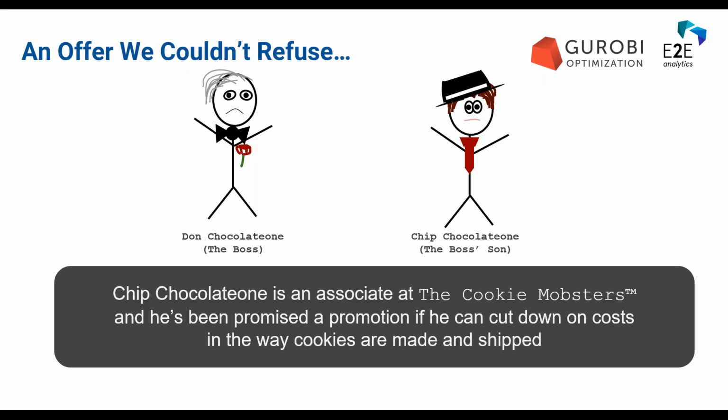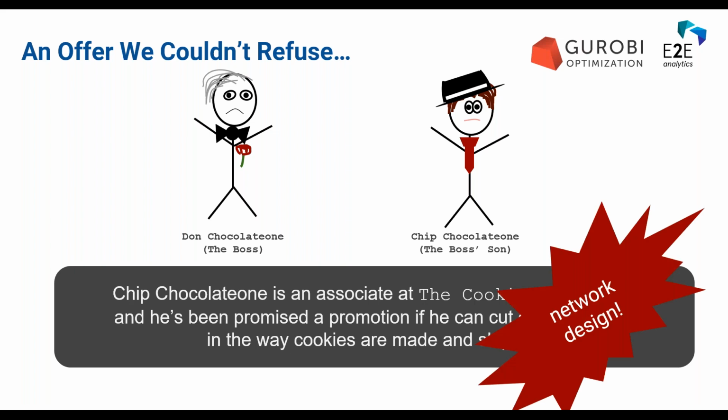So the cookie mobsters are run by two top guys. The first guy is John Choclatione. He's the boss. He's in charge. He's the founder of the cookie mobsters. And he has a son, Chip Choclatione. And Chip is currently an associate at the cookie mobsters. And he has been promised a promotion to become a made man if he can cut down on costs in the way cookies are made and shipped. So, of course, this is a typical network design problem, so we are very excited to help with this and to see if we can help make Chip a made man in network design by helping to cut down the costs by optimizing the way their network works.